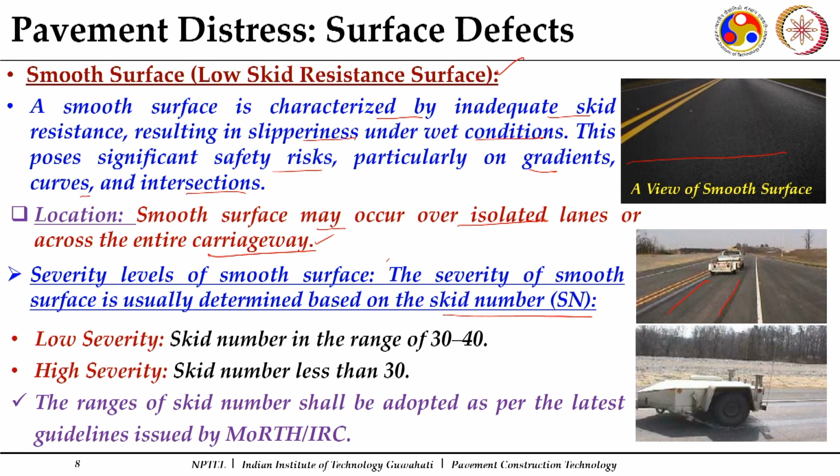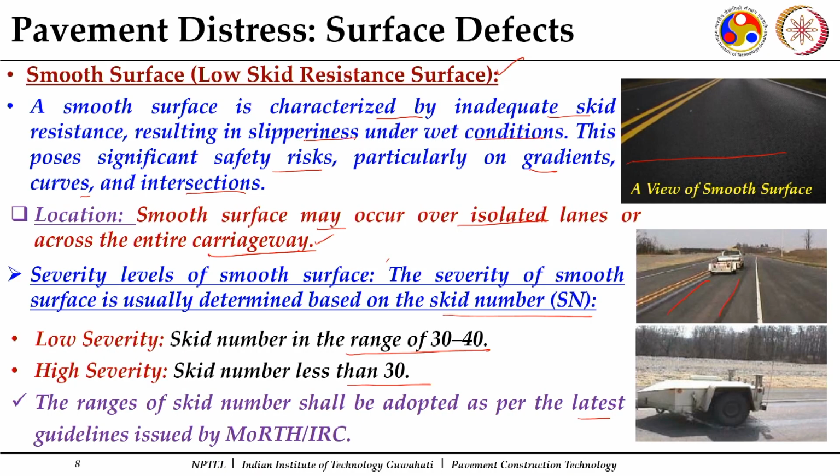So, here it says when a low severity of this challenge is there with respect to a smooth surface, the skid number is in the range of 30 to 40. The desirable is always around 50. Now, high severity, if the skid resistance or the skid number goes below 30, this is the locked wheel tester which we discussed in the previous lectures. And this usually will vary by the latest guidelines issued by MORTH and IRC. With different kinds of surfaces, like high speed expressways, the requirement of skid number may be higher compared to this one. So, in that case these ranges may also vary.